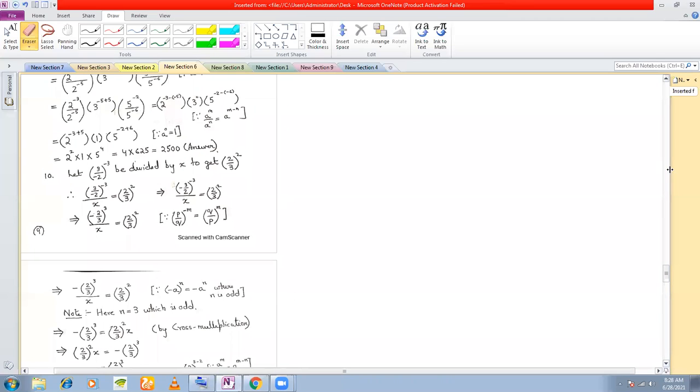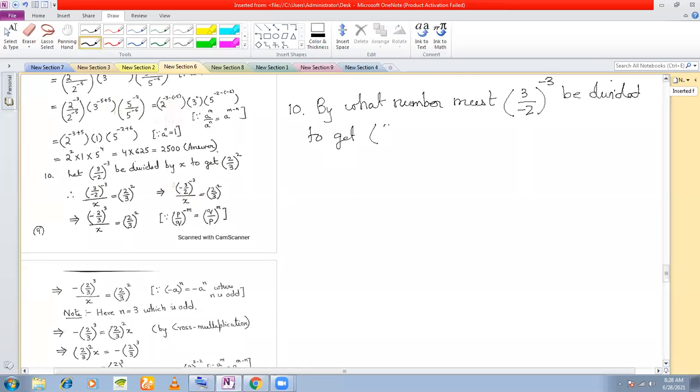Okay, number 10. Question is, by what number must 3 by minus 2 to the power of minus 3 be divided to get 2 by 3 square?